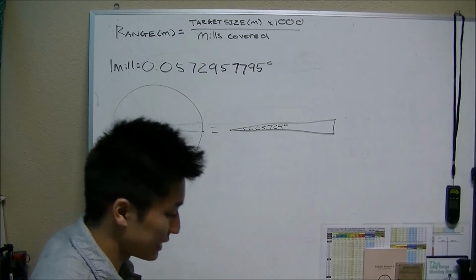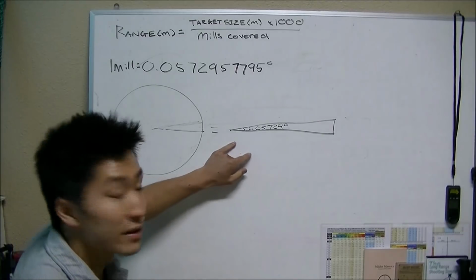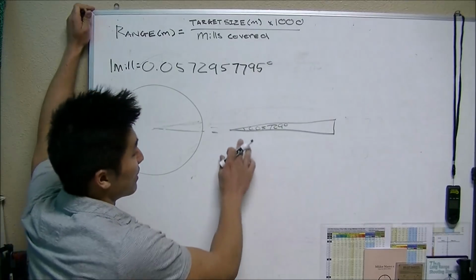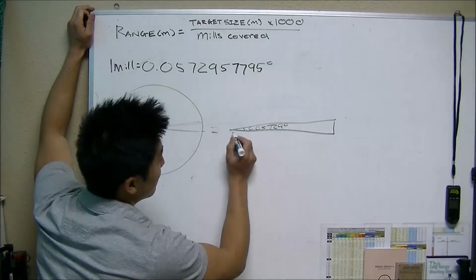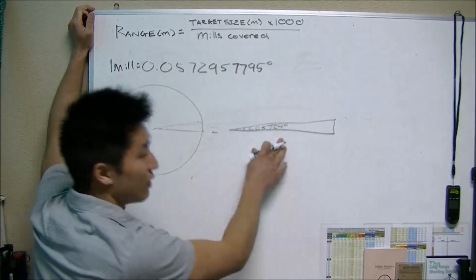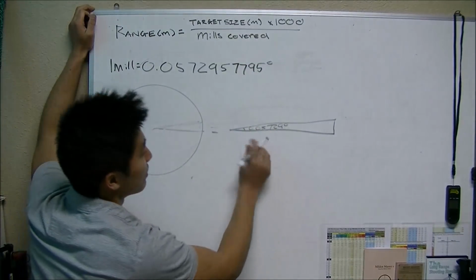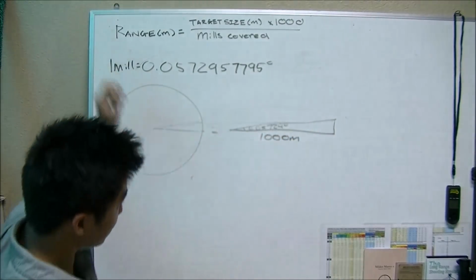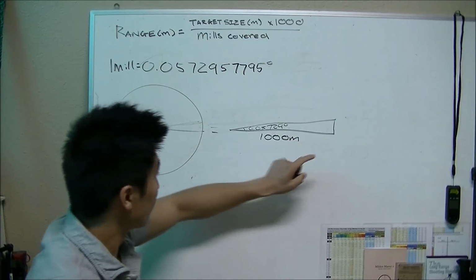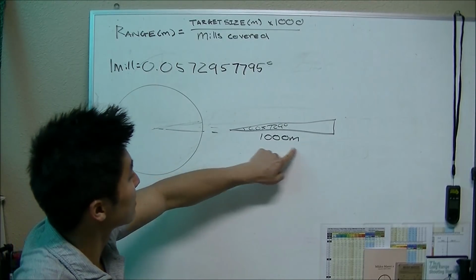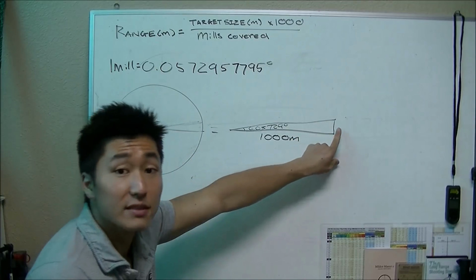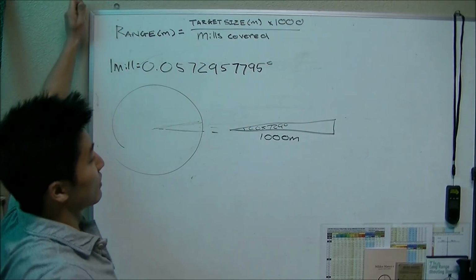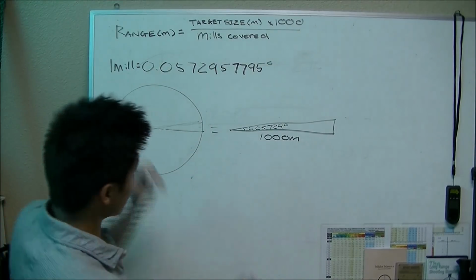and basically we're just going to use our approximation to a certain distance. So let's say that our target is 1,000 meters away. So that means that for 0.05729 degrees, the adjacent side of the triangle is going to be 1,000 meters. Now we want to find out what a mil would represent right here, the opposite side of the triangle in regards to this angle here. So for that we use something called tangent.